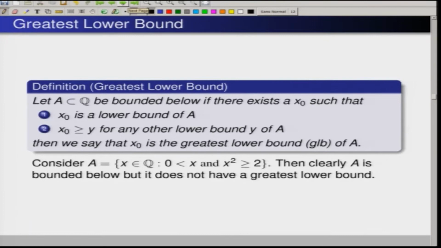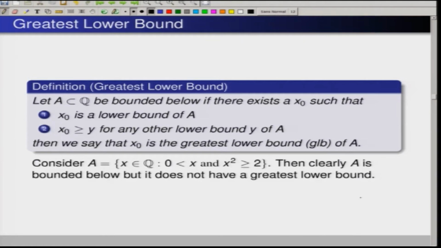Similarly, one can define the greatest lower bound. You take a lower bound, and there will be many other numbers which are also lower bounds, because your set is lying on this side. Now, among all those lower bounds, whichever is the greatest, we are going to call the greatest lower bound. So, this is the definition: x naught is a lower bound of A, and x naught is greater than or equal to y for any other lower bound y of A. Then we say that x naught is the greatest lower bound.